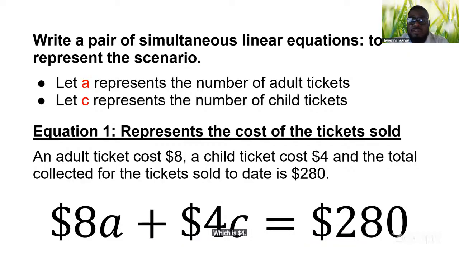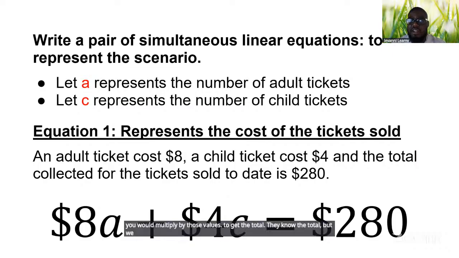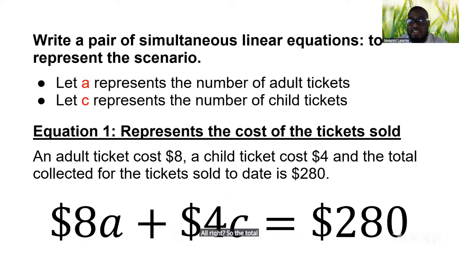And why are we adding 4 times C? Because whenever you find out how many children or how many adults are going, you multiply by those values to get the total. They know the total, but we don't. All right? So the total is 280. So our job now will be to find the values of how many adult and children tickets were sold.